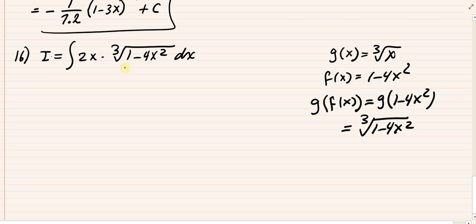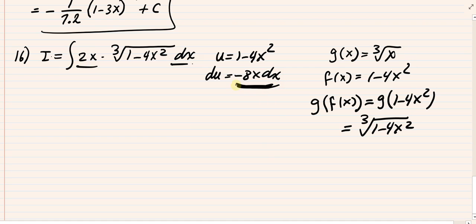Okay, so there's our composition. I'm going to let u be 1 minus 4x squared. And in this case, du is going to be negative 8x dx, right? Now let's look at the integrand and see which components of du are present. So we have dx and we have x. Instead of negative 8, we have 2.